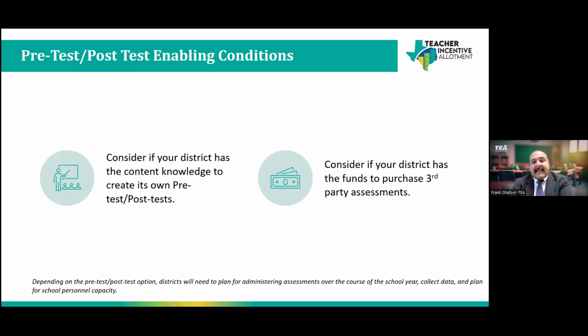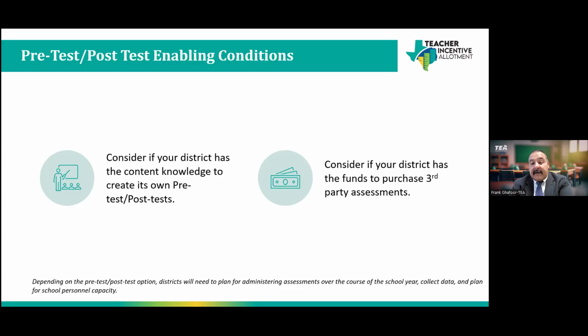When we talk about our pre-test and post-test enabling conditions, just remember that the enabling conditions are the factors that need to be in place for effective and efficient implementation of student growth measures for TIA. One of the enabling conditions is for the districts to consider if they have the content knowledge to create their own pre and post tests. If you want to create your own pre and post tests, having that content knowledge and those experienced teachers or test writers on staff is going to be a consideration.